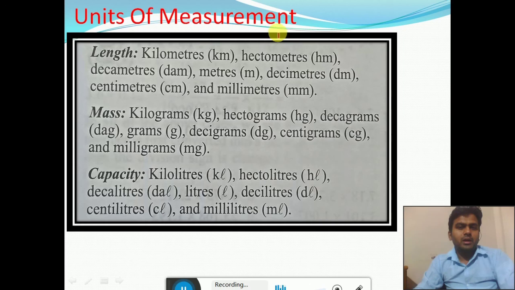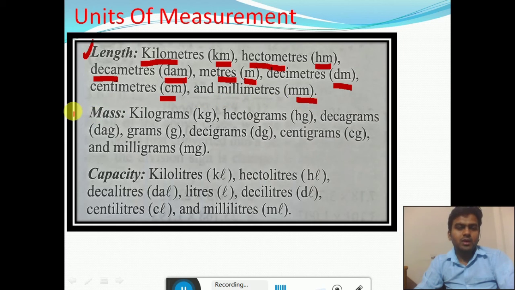Units of measurement: length. For measuring length, what units are used? Kilometer, or in short it is written as km. Hectometer, hectometer means hm. Then decameter, decameter means dam. Meter is represented as m, decimeter as dm, centimeter as cm, millimeter as mm.